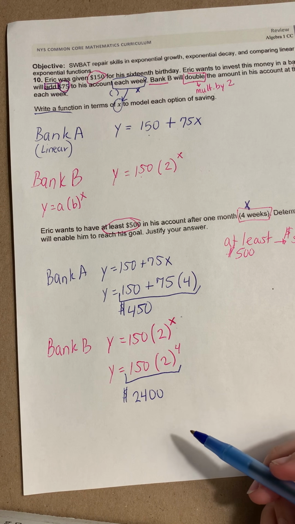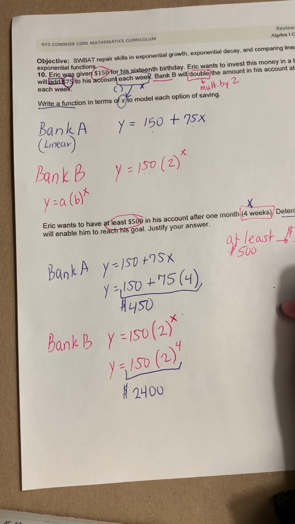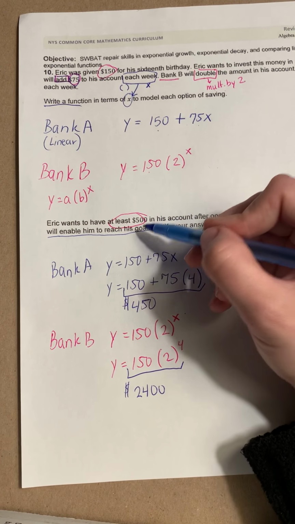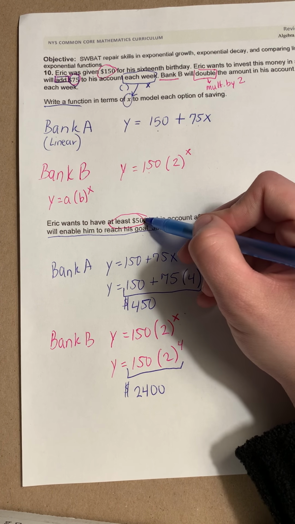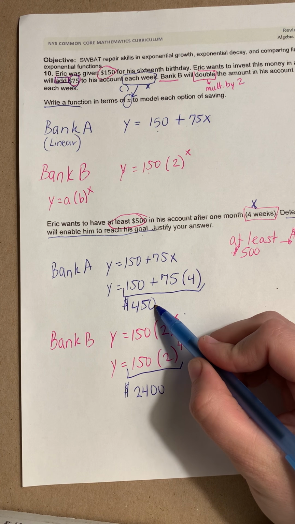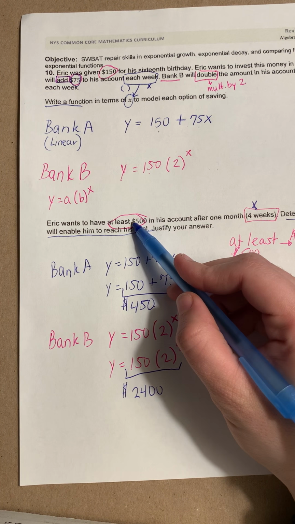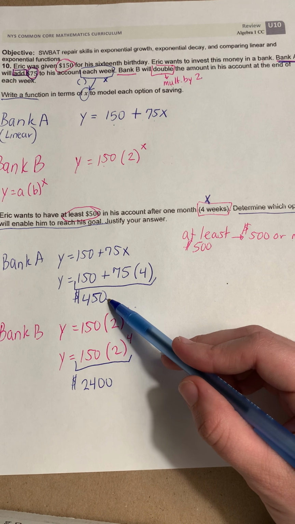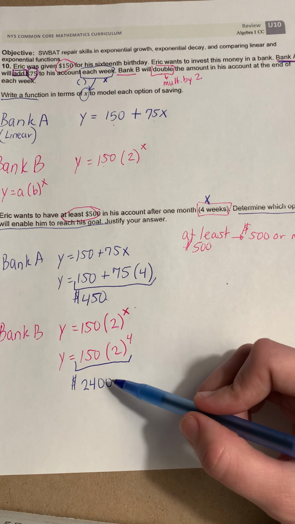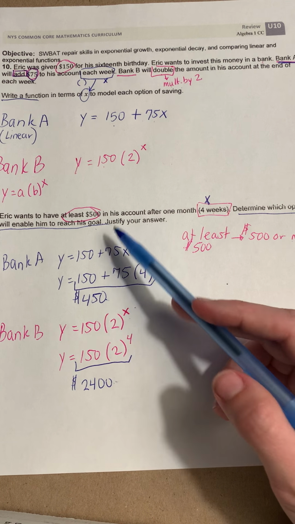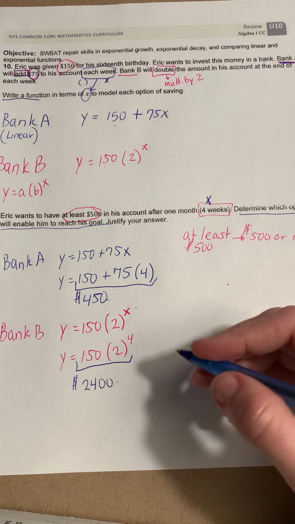$2,400. So let's just go back to the question. It says determine which option will enable him to reach his goal. His goal is at least $500. So which one is going to help him get to $500? Does 450 get him to at least $500? If at least means 500 or more, 450 is not 500 or more. So Bank B would be the correct one because 2,400 is definitely at least 500. It's a lot more, right?